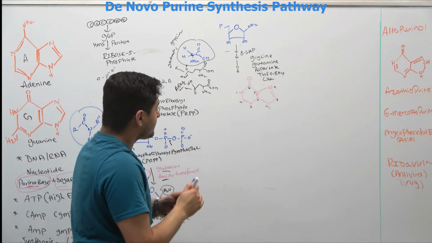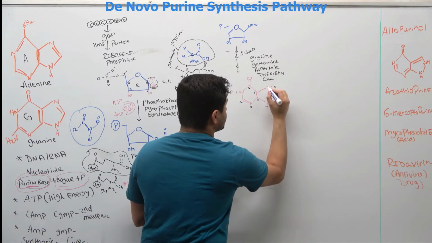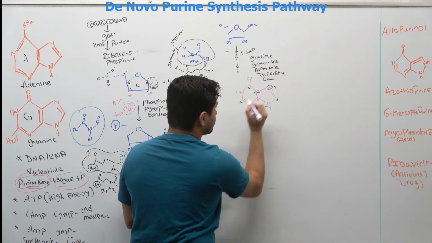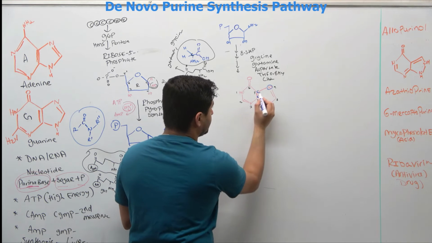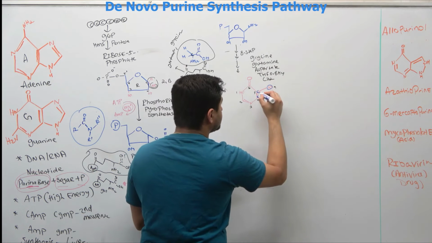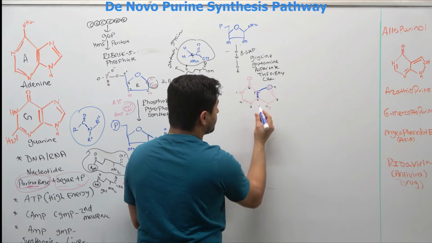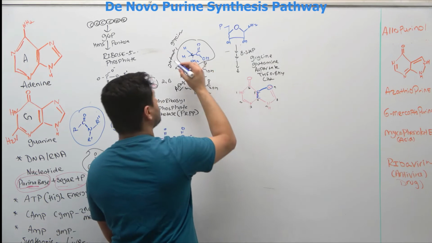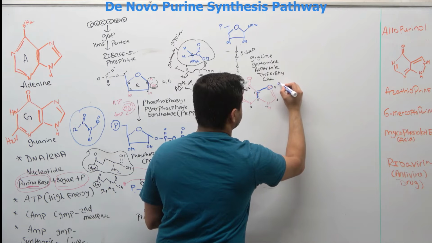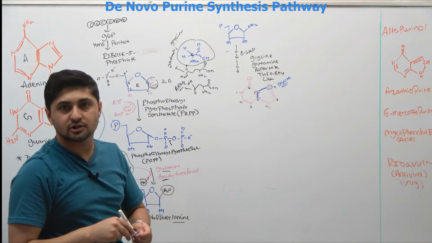Now, the point being here is that during this process, this nitrogen, this carbon and this carbon, I'm going to make it blue. This carbon and this carbon right here are actually synthesized by glycine. Blue is glycine coming from there. That's what's going to happen.